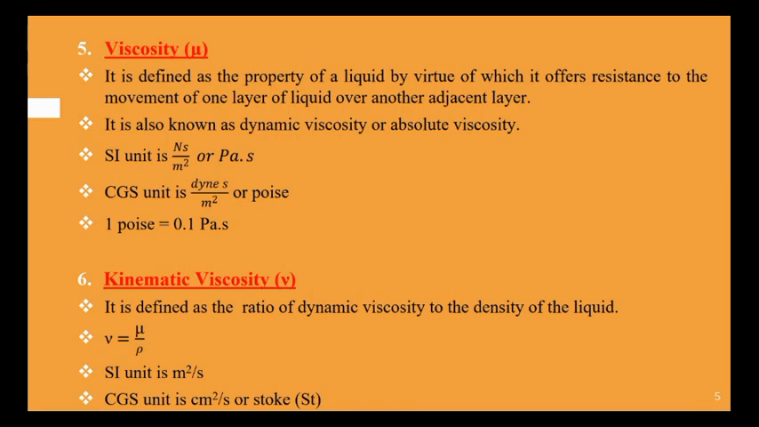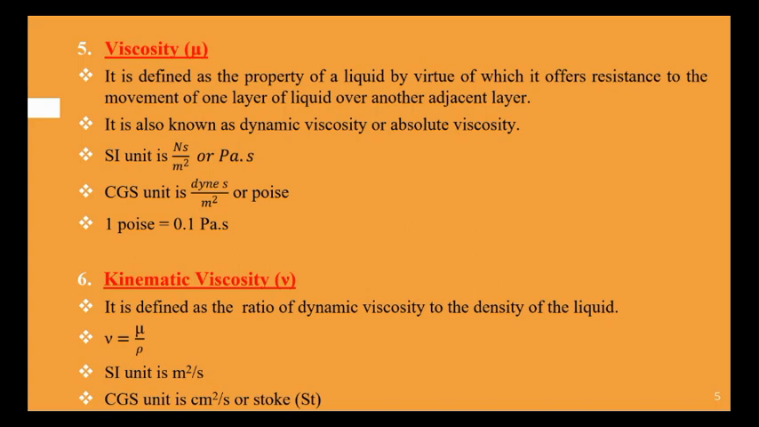The fifth property is viscosity. It is denoted by the letter mu. It is defined as the property of a liquid by virtue of which it offers resistance to the movement of one layer of liquid over another adjacent layer. We are all familiar with this definition. Viscosity is nothing but resistance offered by the liquid itself to the movement of one layer of the liquid over another layer. Viscosity is also known as dynamic viscosity or absolute viscosity. This particular point is very important. Viscosity mu is also known as dynamic viscosity or absolute viscosity.